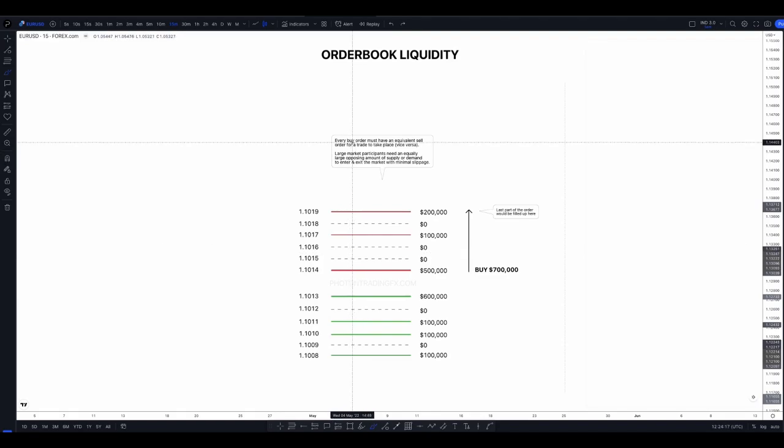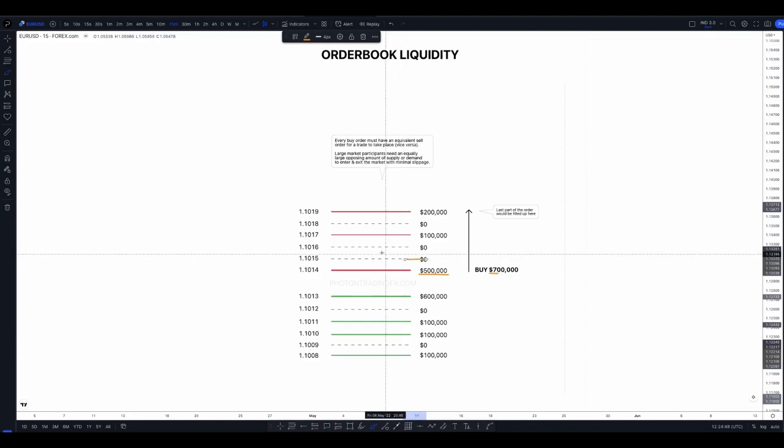So if you are a large market participant and you want to buy and get long at the current market price, you're going to have to start buying at 1014, and let's say you want to buy $700,000 worth of whatever currency, okay? There's only 500,000 worth of volume being sold at the nearest price level. So if you were to just hit a market buy order, you would instantly fill that up, okay? And then your broker is going to look for the remaining 200,000 left of your order, right? And what's it going to do?